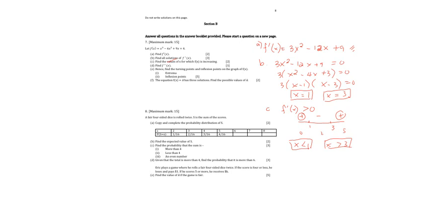For letter D, we have to get the second derivative. So that's quite simple. We get the derivative of the answer in A. So letter D, the second derivative of f(x) shall be equal to 6x minus 12.